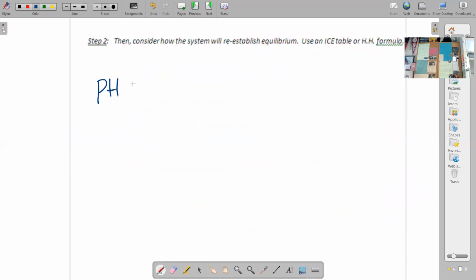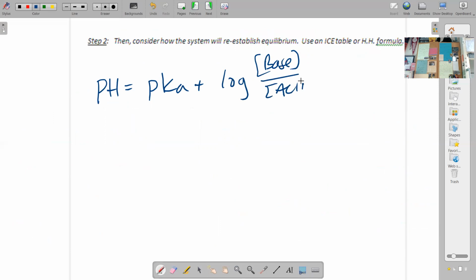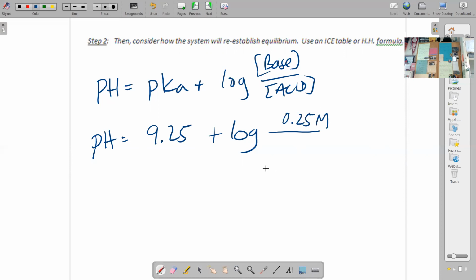Exactly. So pKa plus log base concentration over acid. Guess what? pKa is still exactly the same. What was it? 9.25, right? The negative log of the Ka. The only thing that changed is our ratio. It's just a little bit different. So according to the results of the mice table, what is your new base concentration? 0.25 molar. What is the new acid concentration? 0.28. Okay, so go ahead and recalculate.